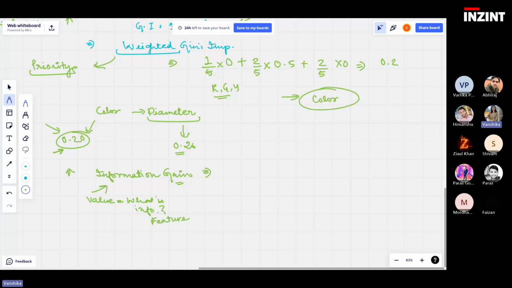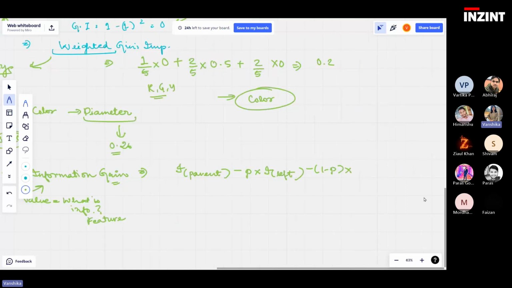So what we are going to do: the information gain formula is I parent minus probability multiplied by the information gain of the left subtree, minus 1 minus probability multiplied by the information gain of the right subtree. Basically, what do you do? You put all the colors at the top, one at a time.